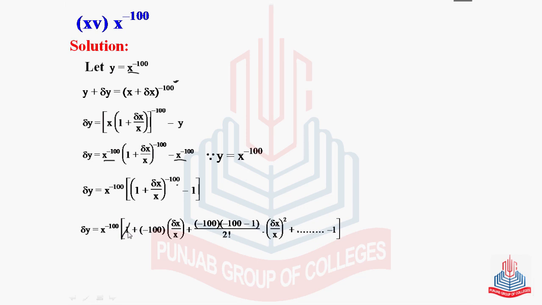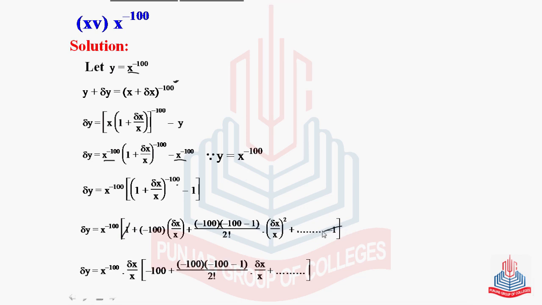This 1 and minus 1 will be cancelled out, and delta y is equal to x raised to the power minus 100, delta x over x as a common factor, and the remaining portion will be minus 100 plus minus 100 into minus 100 minus 1 divided by 2 factorial times delta x over x, and so on, infinite number of terms.